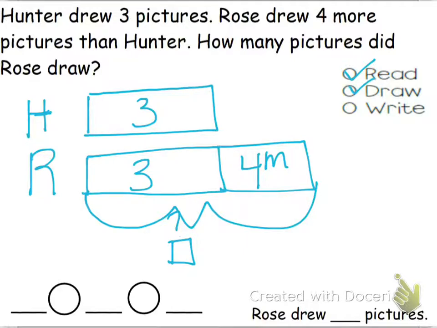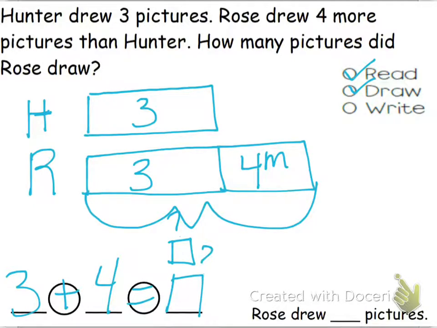Now, let's put our number sense of things that we know so far. We're just figuring out Rose. We know Hunter had 3. We have to figure out how many Rose had since Rose had 4 more than Hunter. So what is my number sense going to be? Well, it's 3 plus 4 equals mystery box.